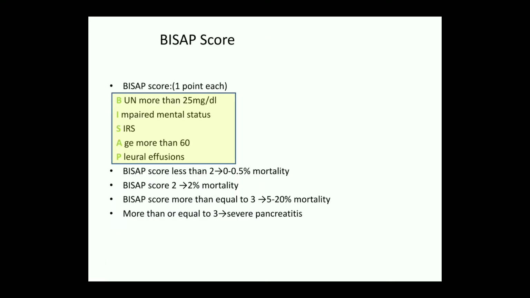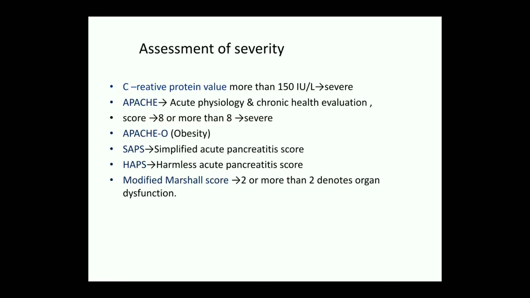And there is also another score, which is the BISAP score. B stands for blood urea nitrogen more than 25 milligram per deciliter, I for impaired mental status, S for SIRS, A for age more than 60, and P for pleural effusions. We have the scores and the corresponding mortality rates, and here also a score of 3 or more corresponds to severe pancreatitis.